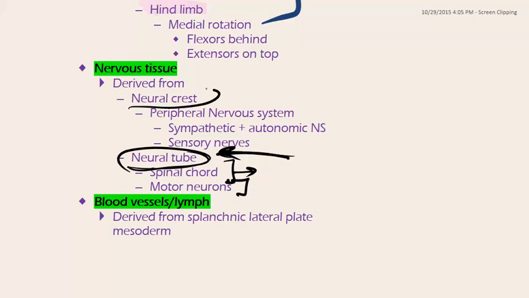The neural crest is giving rise to the peripheral nervous system, specifically the sympathetic and autonomic nervous system and sensory nerves. So when you're looking at the muscles and they're getting innervated in the limbs, and you're looking at where it is coming from, you're looking at the sympathetic autonomic nervous system and the sensory nerves in your arm. It's coming from the neural crest, and then the motor neurons are going to be derived from the neural tube. Do you guys see that?